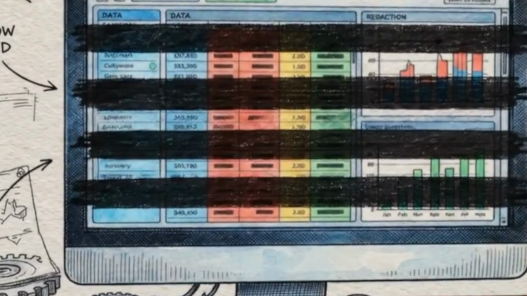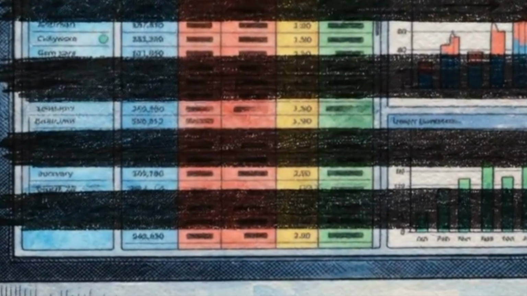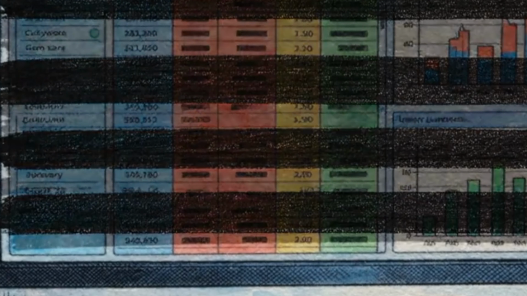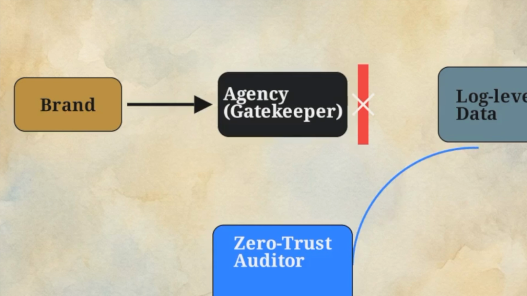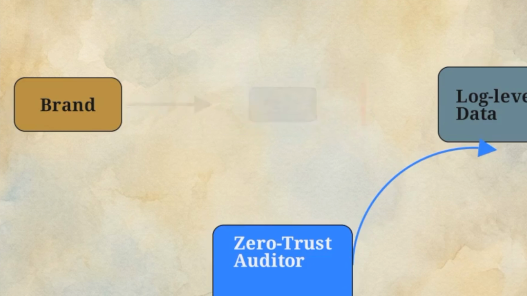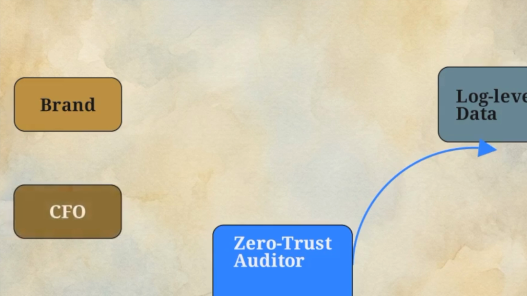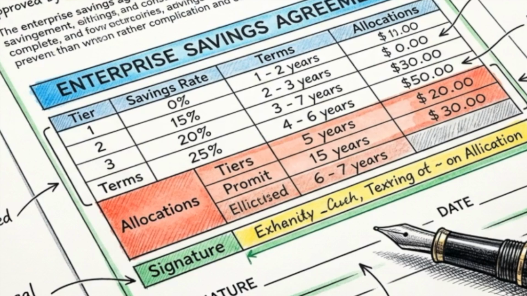Agencies often hide capital leakage behind aggregated dashboards, refusing to provide log-level data needed for a detailed audit. Bypass this gatekeeper by hiring an independent zero-trust auditor. This proxy accesses data directly, removing the agency from the loop. Under a shared savings model, this auditor requires no upfront budget, taking only a percentage of the specific waste they recapture. This aligns the auditor's financial success with the elimination of fraudulent routing, creating an incentive structure focused entirely on your recovery.